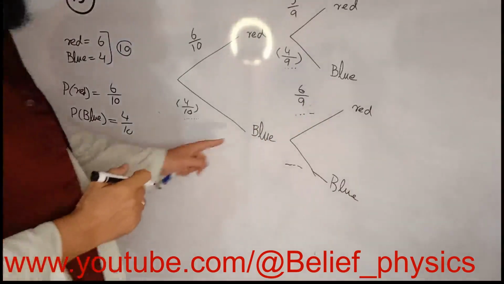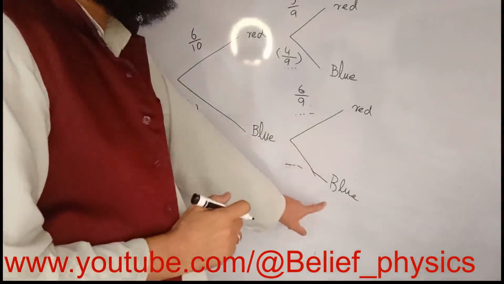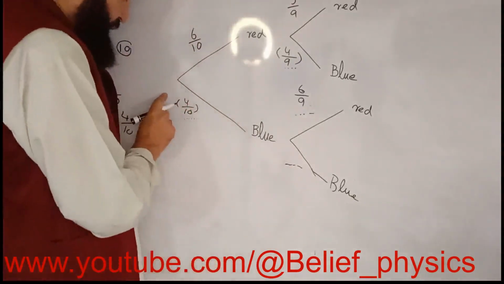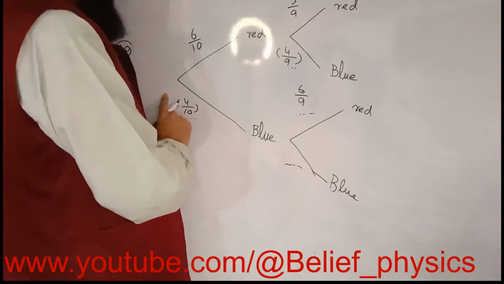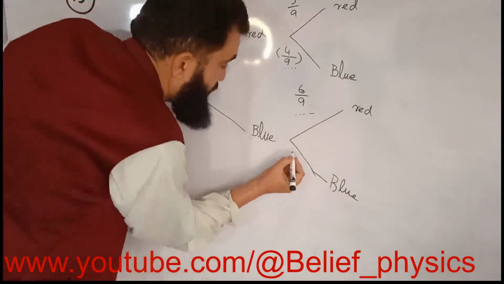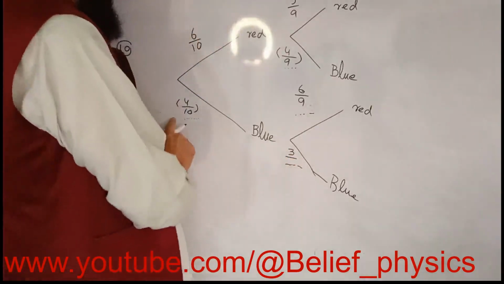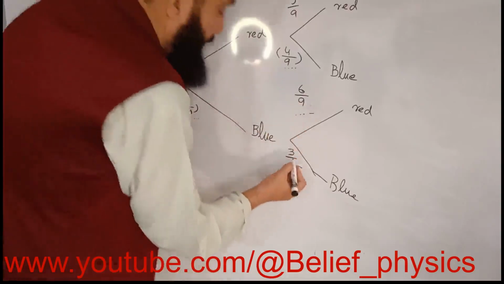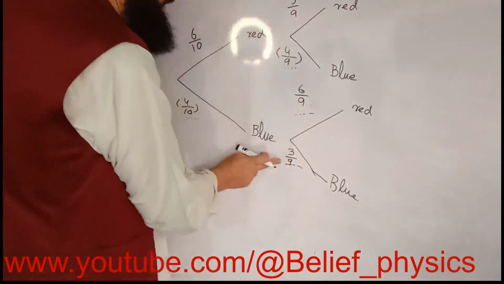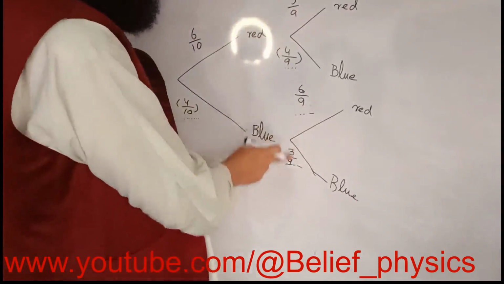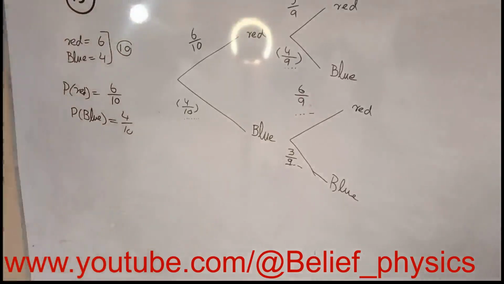Next is blue, second time blue. First time blue, second time blue. Initially there were 4 blue counters. 1 is drawn. How many left? 3. So it will be 3 here. How many total counters? 1 is drawn out of 10. So total counters are 9. So it is 3 over 9. Again 6 over 9 plus 3 over 9 is equal to 9 over 9 equal to 1. So our question is correct. No need to worry about the answer.